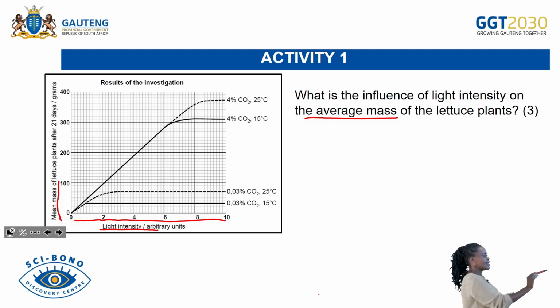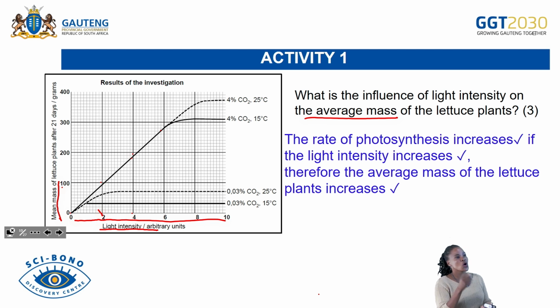Excellent. When the light intensity increases, can you see from 0 to 2, the light intensity increases. What is happening with the mass of the lettuce? It increases. As it increases to 4, what is happening to the mass of the lettuce? It also increases. That is a very brilliant answer. As the light intensity increases, the mass of the lettuce also increases. Very, very good. I like that.